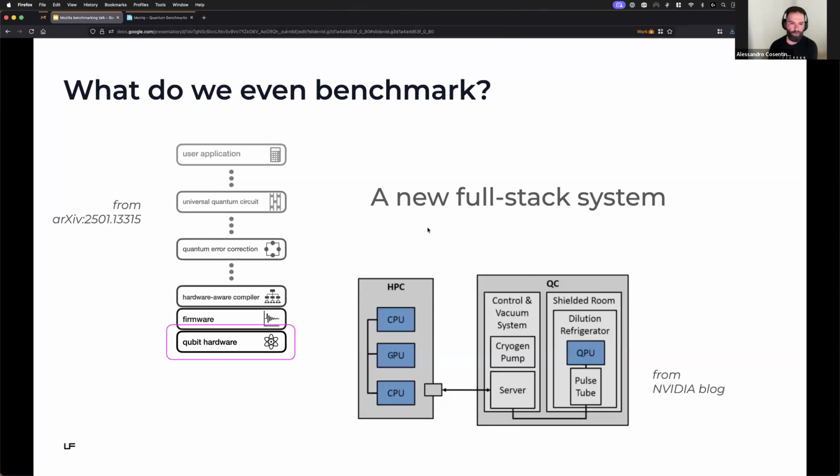Ideally, we want to benchmark each single layer of this stack to make progress on each of them, but also holistically from the user's point of view. What really matters is how good the whole machine is at running their application. So even these basic questions are way more complicated than in the classical situation.